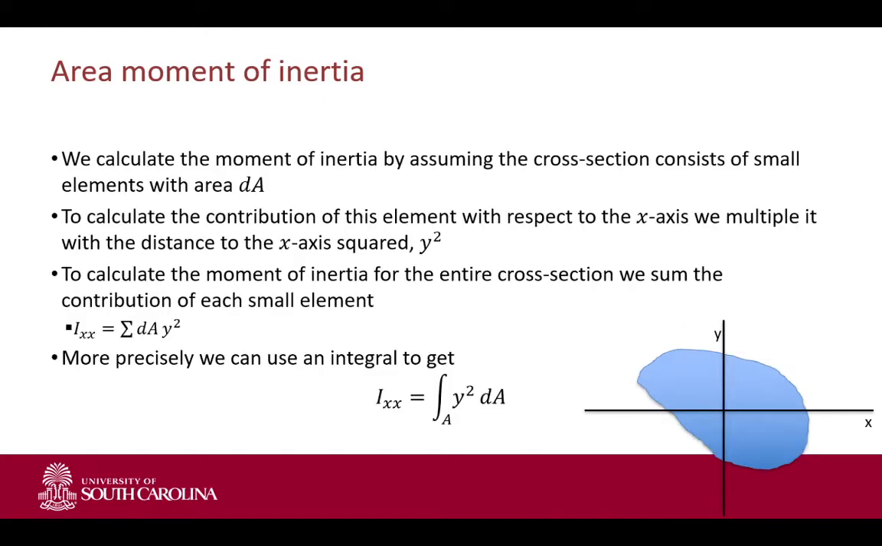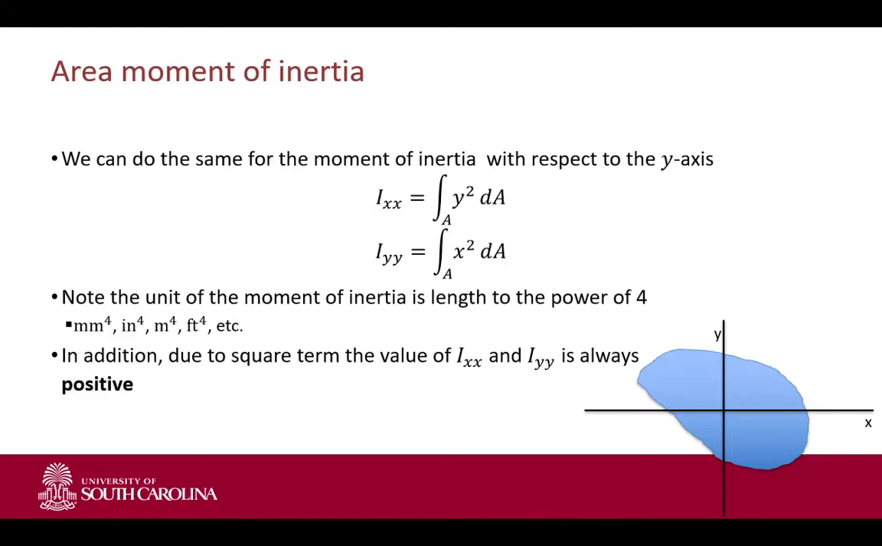Then we got into how to calculate it. We said, let's take an element dA and multiply it by its squared distance to the x-axis, y squared. If we sum up all the small contributions of these small elements dA to get the whole area, we can take the integral, and we define the moment of inertia Ixx as the integral over the area of y squared dA. Similarly, we can do that for the y-axis, so we get x squared dA.